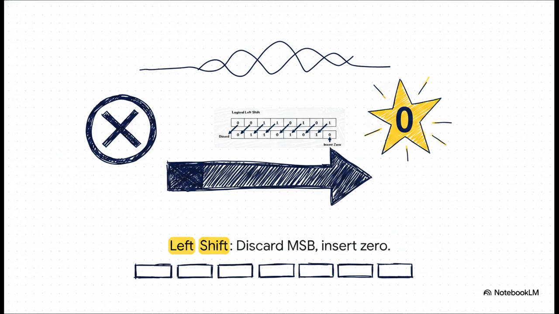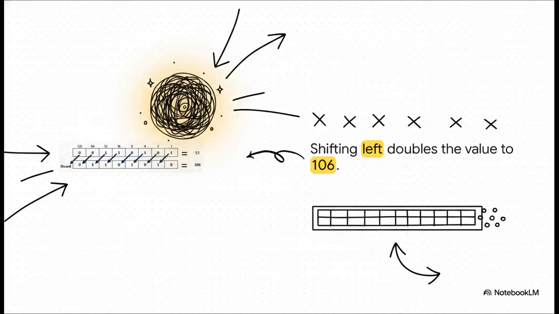And to fill the empty space on the right, you just insert a shiny new 0 as the new least significant bit. The practical effect of this is practically magic. If we take denary 53 in binary and perform one single logical left shift, the value mathematically jumps to 106. Every single logical left shift perfectly doubles, or multiplies by 2, the positive binary integer. And conversely, a logical right shift divides it by 2. Just remember, any bits shifted completely off the end of the register are permanently lost.